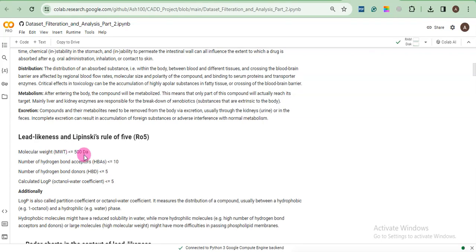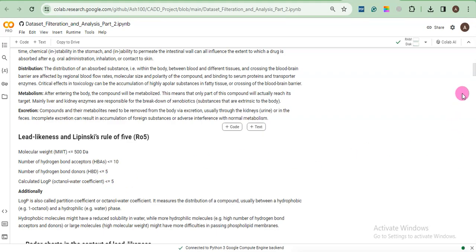It should be smaller or equal to 500 Dalton. Number of hydrogen acceptors should be smaller or equal to 10. Hydrogen donors should be smaller or equal to 5, and log P, the octanol-water coefficient I discussed a little earlier, should be smaller or equal to 5.